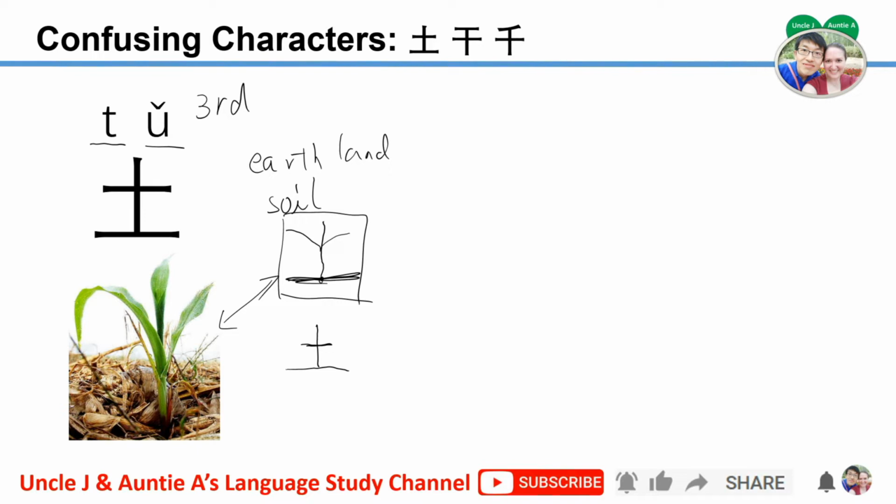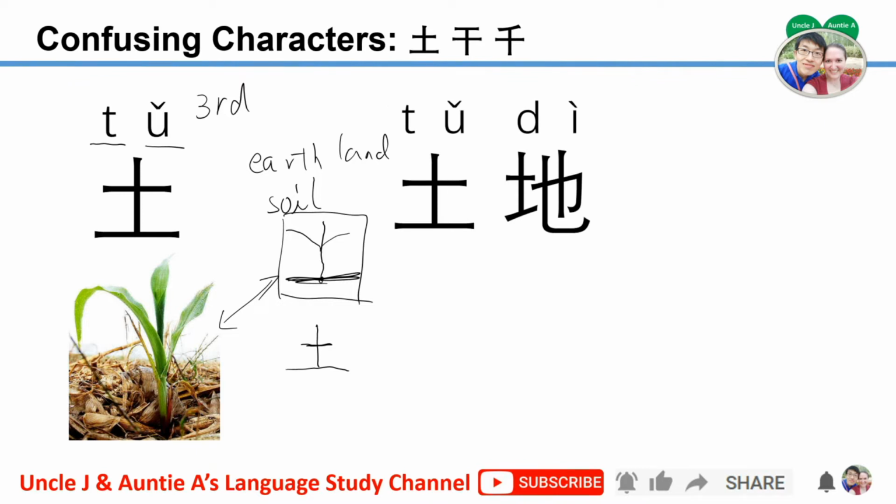Tu. This Tu is also a radical. It means land or earth. If you see another new character that contains this radical, it probably has similar meanings. For example, in this phrase, 土地, the character on the right side is D-I, 4th tone. You see, the left part is the radical Tu. So this is probably related with earth, land, or soil.